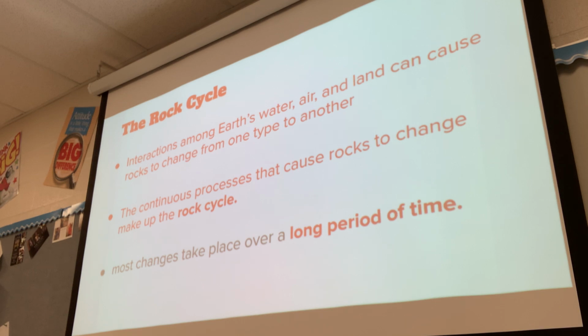Now, sometimes it happens quicker. You can see erosion happening. You can see a rock that was big that has been in a stream get worn away over time by the water and the sand in a stream. So sometimes it can happen a little quicker. It really depends on the rock and the area that that rock is found.